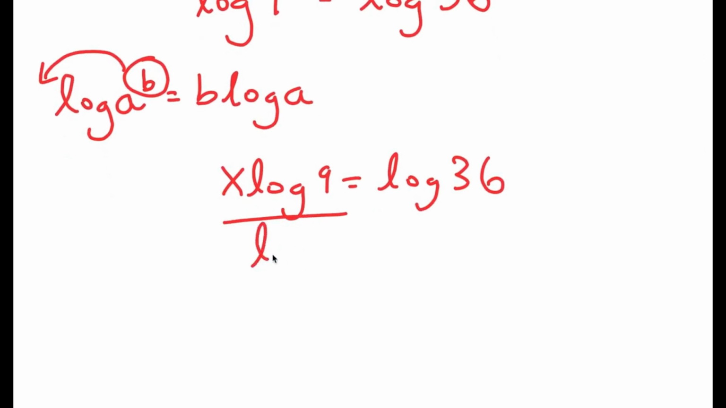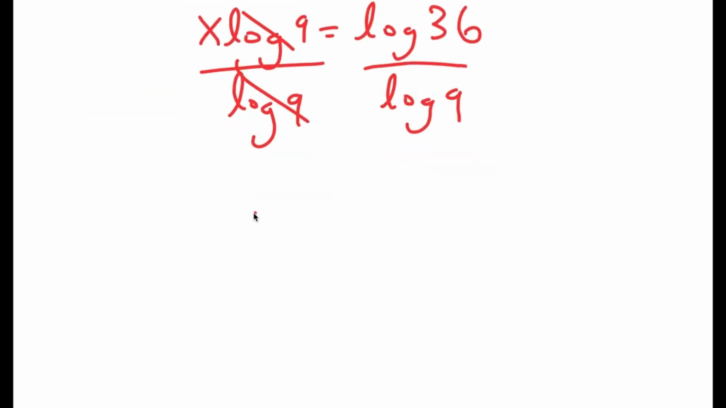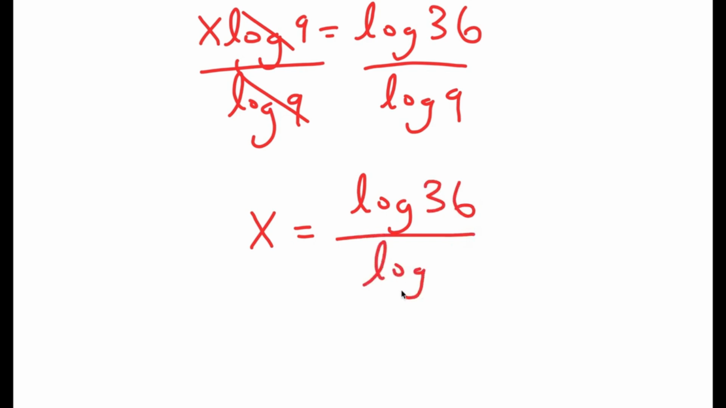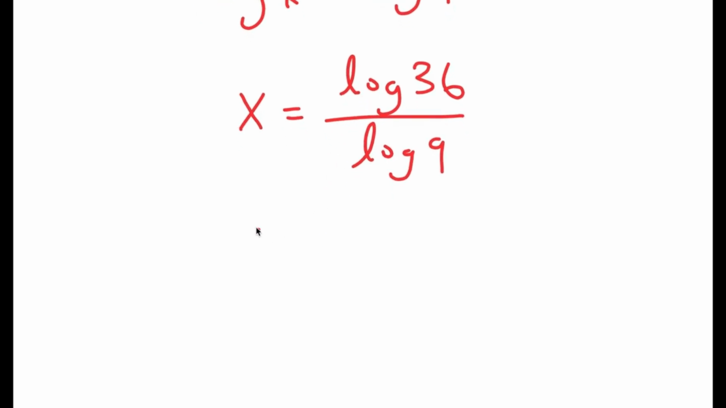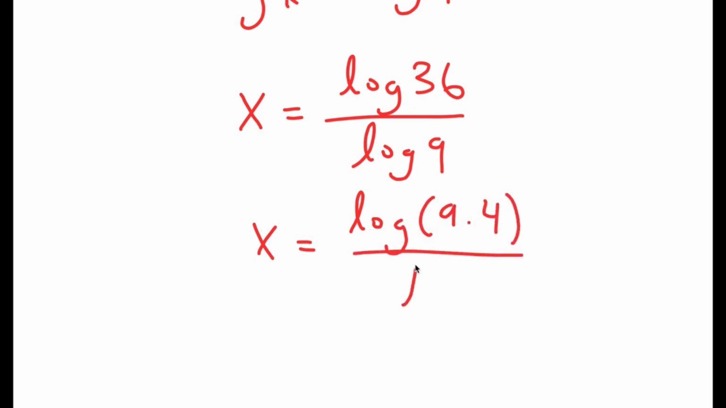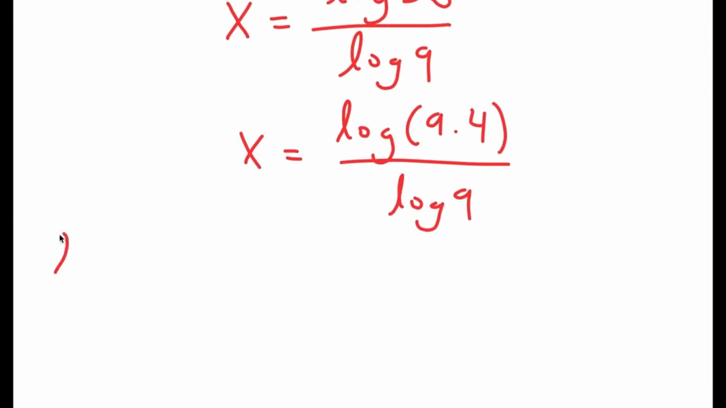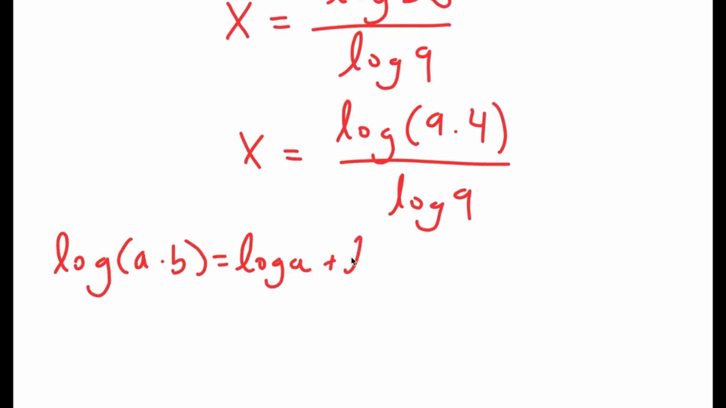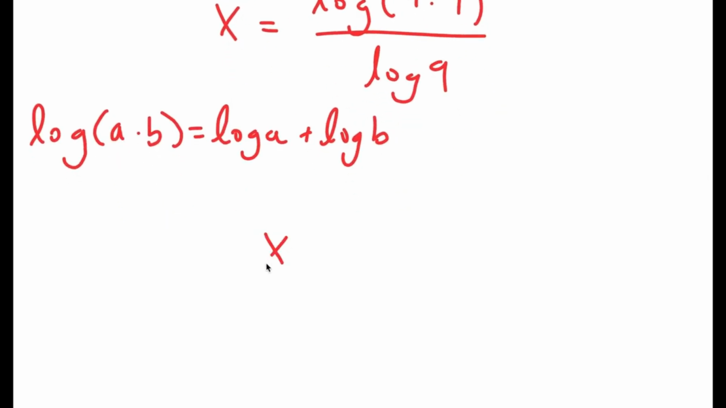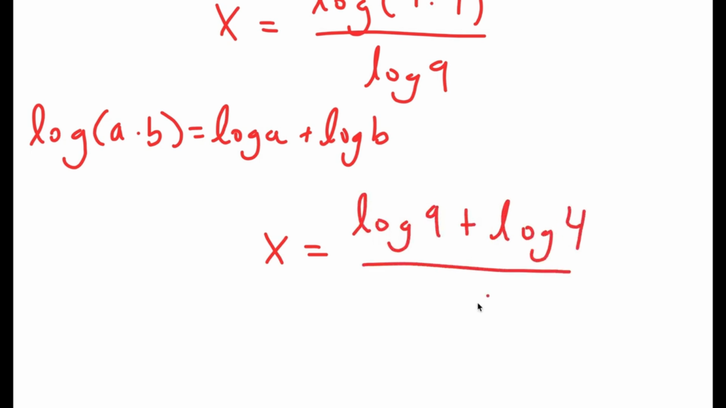And from here, I can divide both sides by log 9. So these two cancel out, and I get x is equal to log 36 over log 9. Now, I'm going to rewrite log 36 as log of 9 times 4. So I did this because I can use the property log of a times b is equal to log a plus log b. In this case, this turns into log 9 plus log 4, and I have this over log 9.